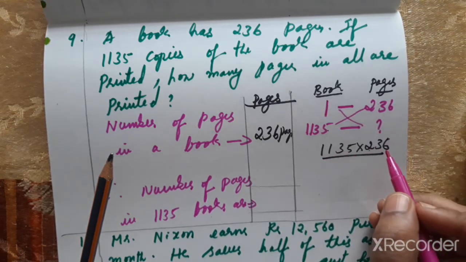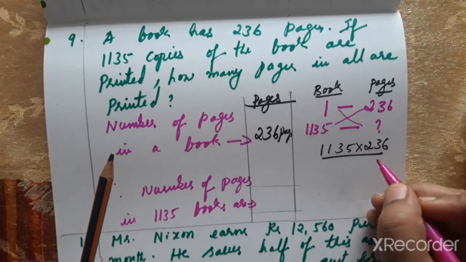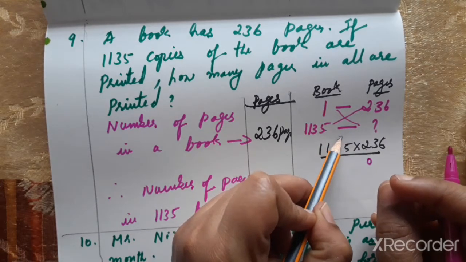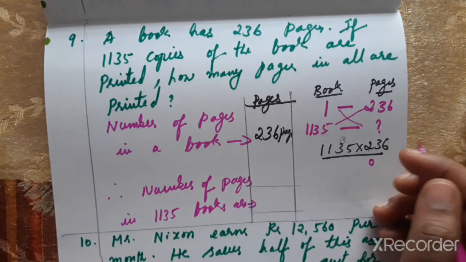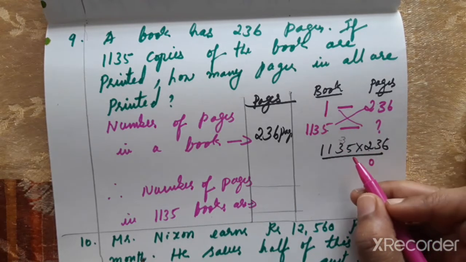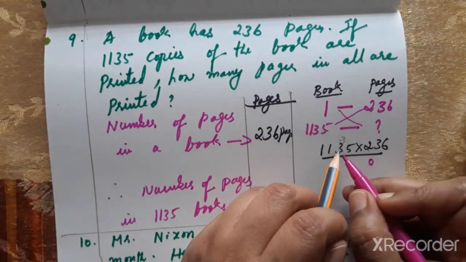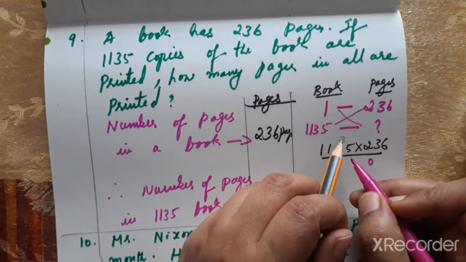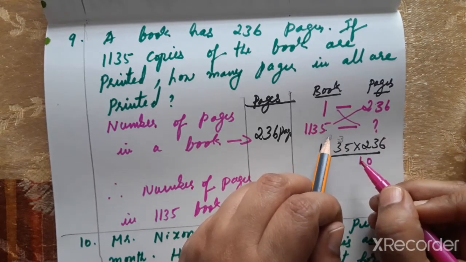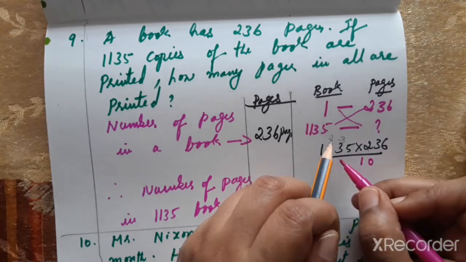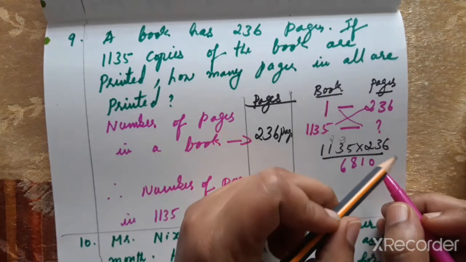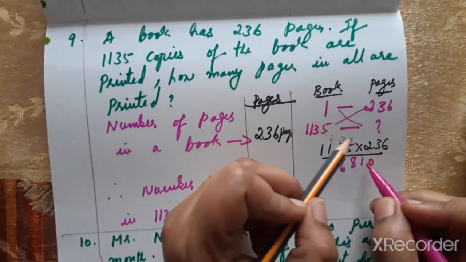Okay, so first with 6. 6 5s are 30. 30 means we write 0 here, and 3 carry to the next place. You should know tables properly, children. Without knowing tables, multiplication and division are very tough. Now 6 3s are 18. 18 plus 3 is 21. 21 means write 1 here, 2 carry to the next place. 6 1s are 6, 6 plus 2 is 8. Now 6 1s are 6. The next number is multiplied with 6 each.